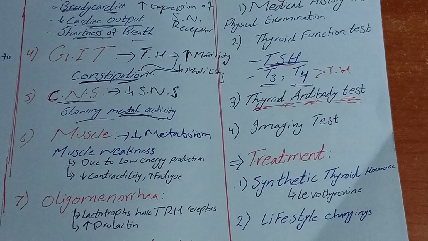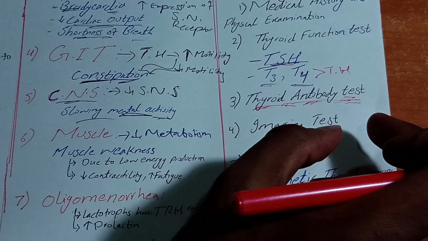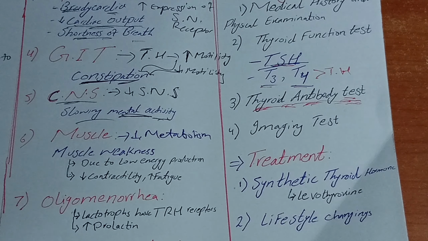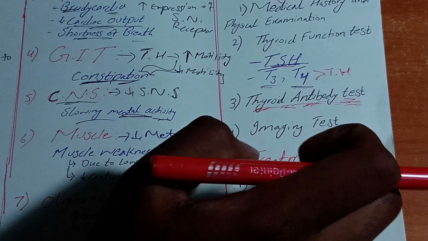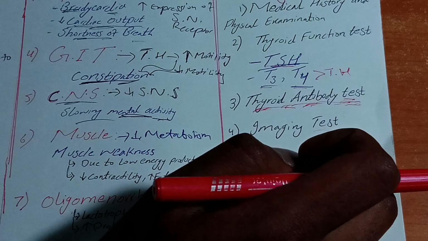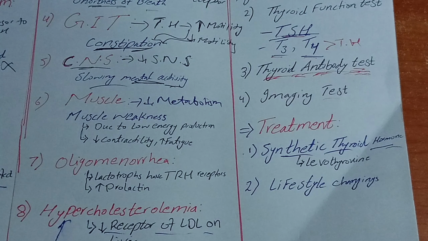Then we can do a thyroid antibody test. In the thyroid antibody test, we will check for any autoantibody which is destroying the thyroid gland. Then we can do imaging tests, in which with MRI or ultrasound we will examine the thyroid gland. Then come to treatment.